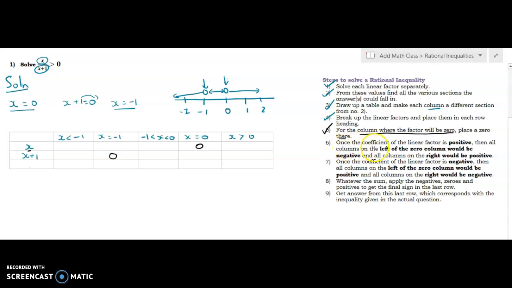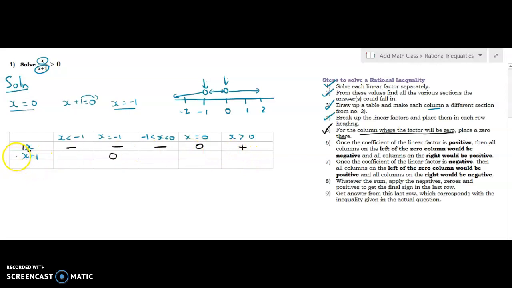And they say here, once the coefficient of the linear factor is positive, then all the columns on the left of the 0 column would be negative, and all the columns on the right would be positive. Now, I know some of you might find this a bit wordy and long, but honestly, this is a very simple step to follow. What they're saying here is that once the coefficient of this x here is positive, now the coefficient here is 1, and 1 is a positive value, so all my values on the left of this 0, that's this column and this column, will then have negative signs. Negative, negative, negative. And everything on the right of it will have a positive. So I only have one column on the right of it, so I'll just place one positive sign there.